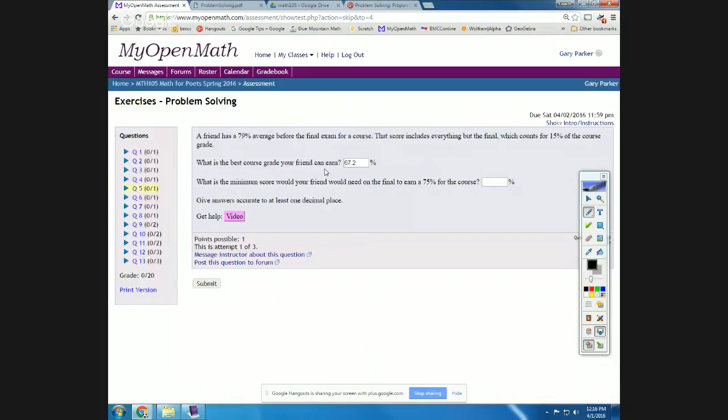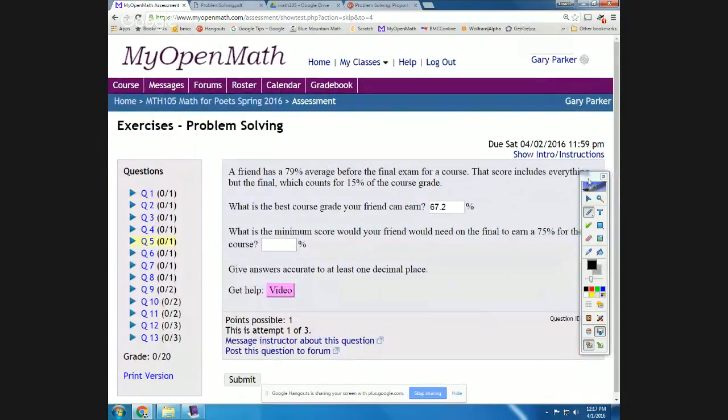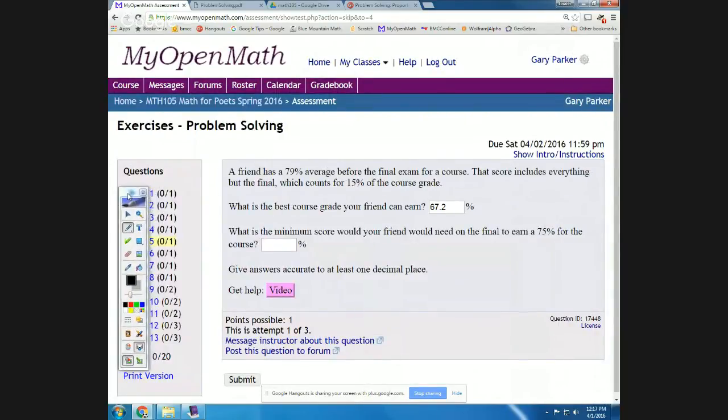All right, so next, what is the minimum score your friend would need on the final to earn 75? So clearly the person can't blow off the final, right? Because if they do, they get a 0. If they get a 0, they're going to get roughly a 67.2%. Okay, so what is the best course grade that he can get? Yeah, so right now, 67.2 is the best course grade he can get if he doesn't take the final, yeah.